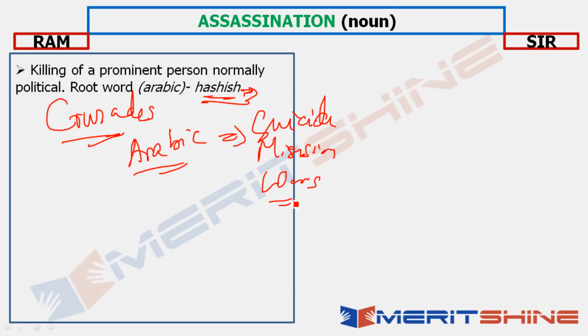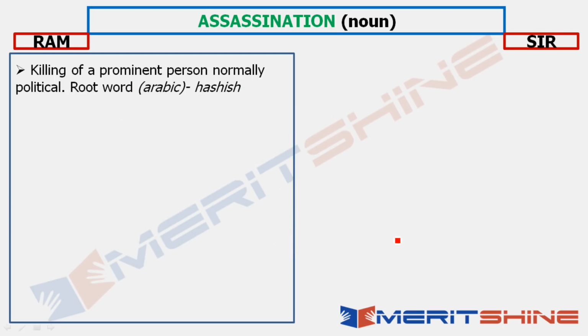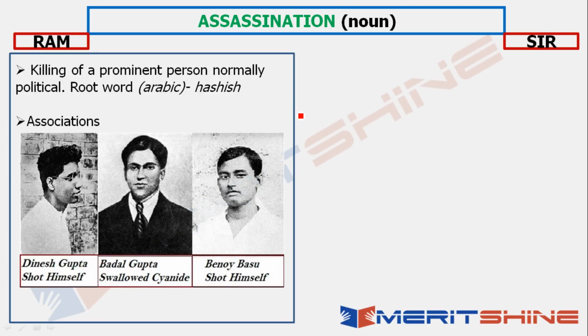And these were normally used for murders of generals of the crusaders, right? So from those murders came the word assassination. It means under the influence of hashish, and over a period of time that came to be known as assassination. As far as I know, the word assassination was first used in literature by William Shakespeare. Now let's come to the association.